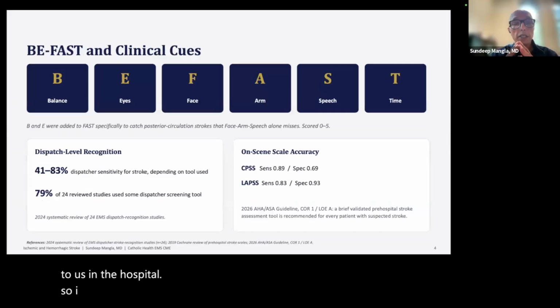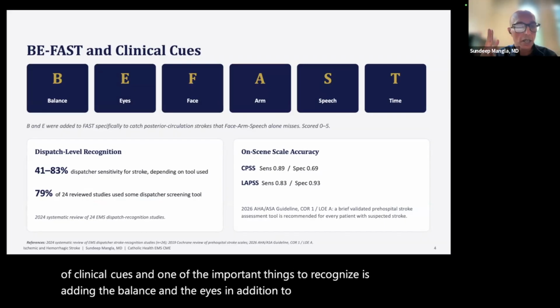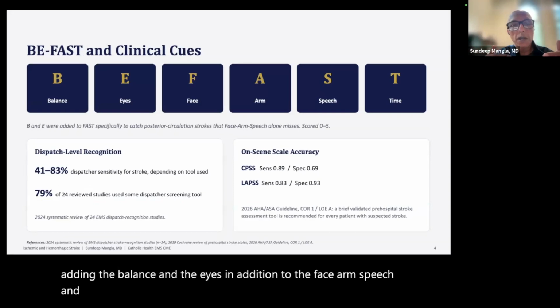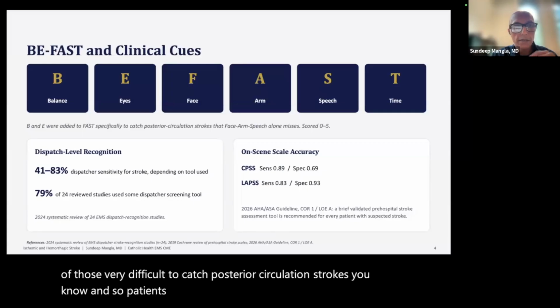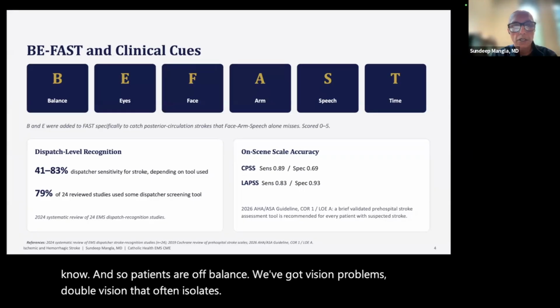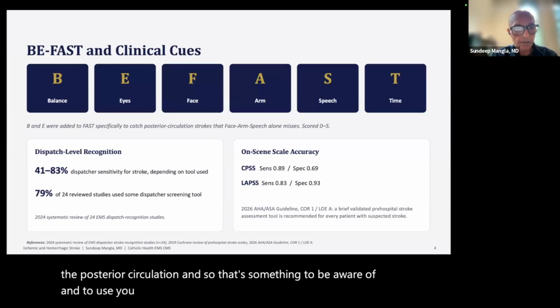So I think everybody's familiar with this, the BE-FAST clinical cues. One of the important things to recognize is that adding the balance and the eyes, in addition to the face, arm, speech, and time, really gives you an opportunity to catch some of those very difficult to catch posterior circulation strokes. Patients who are off balance or have vision problems, double vision, that often isolates to the posterior circulation. That's something to be aware of and to use when you screen your patients in the field.